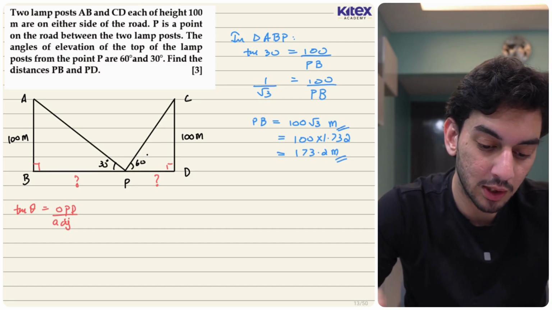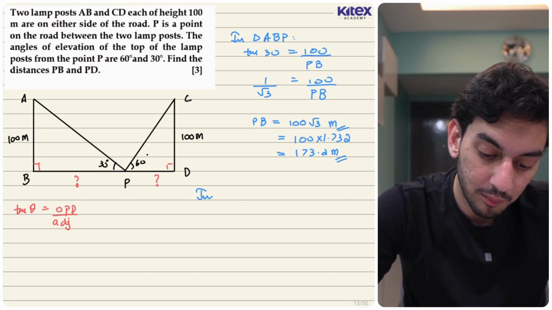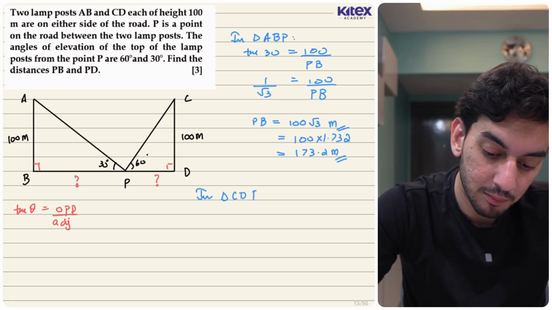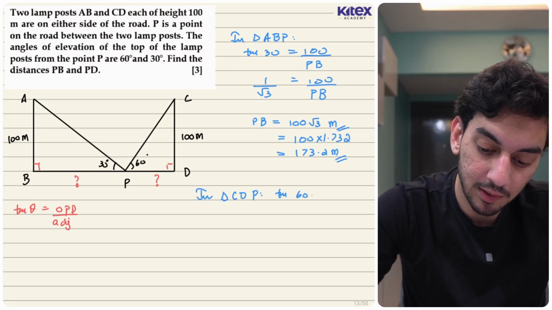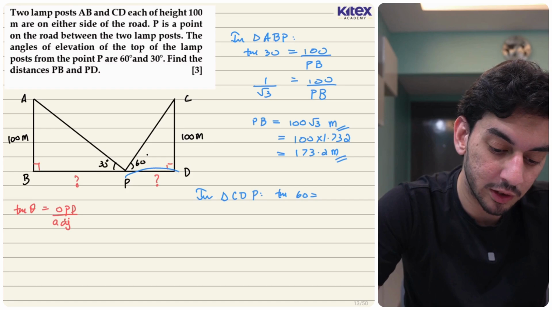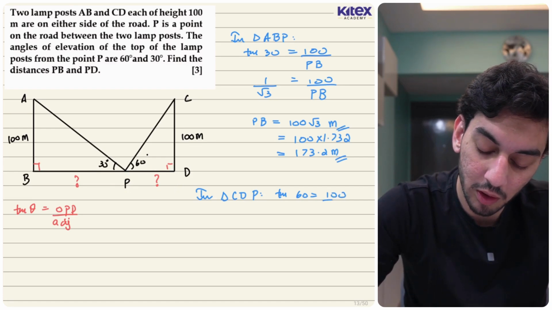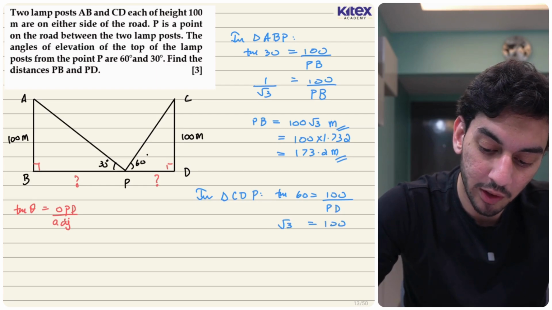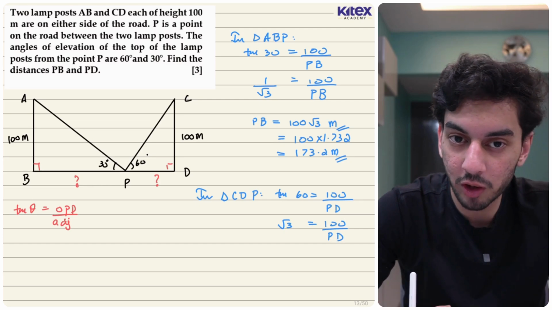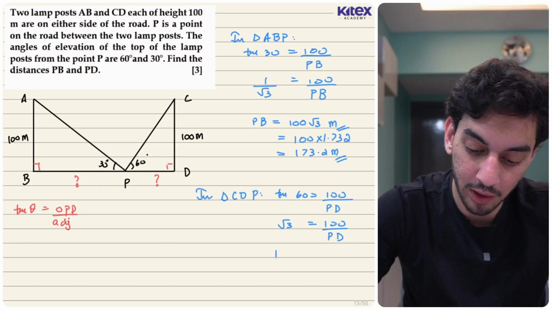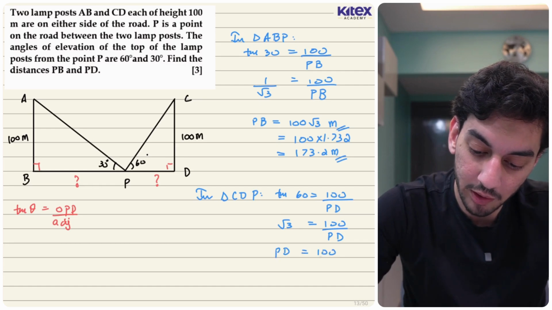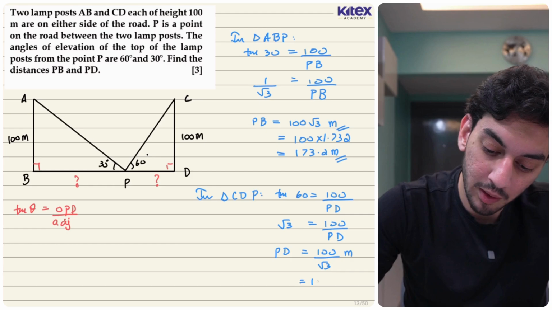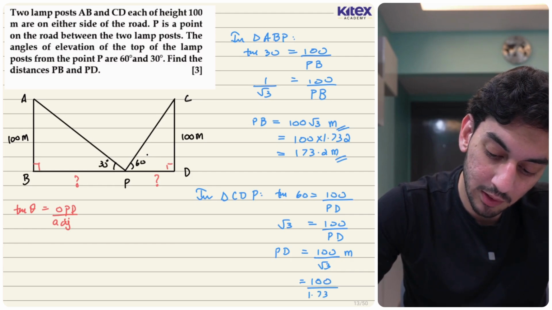Okay, now let us come to the next triangle, which is triangle CDP. In triangle CDP, I can say tan 60 is equal to opposite, which is 100, over adjacent, which is PD. So 100 over PD. Tan 60 is root 3, which is equal to 100 over PD. The PD goes to the numerator, root 3 comes to the denominator. So PD is equal to 100 over root 3, those many meters. Or you can divide 100 by 1.732 and write your answer.